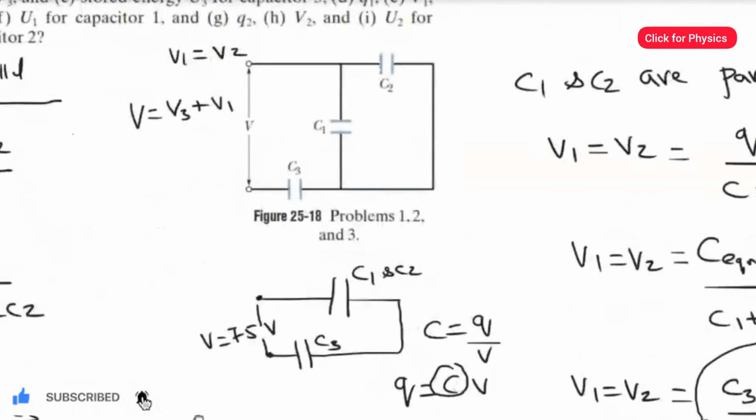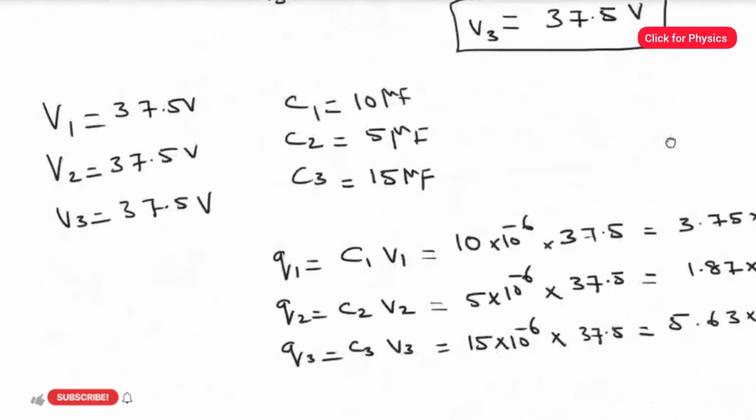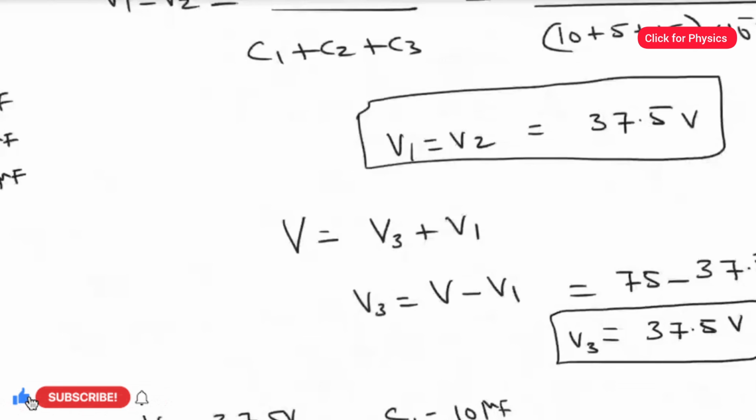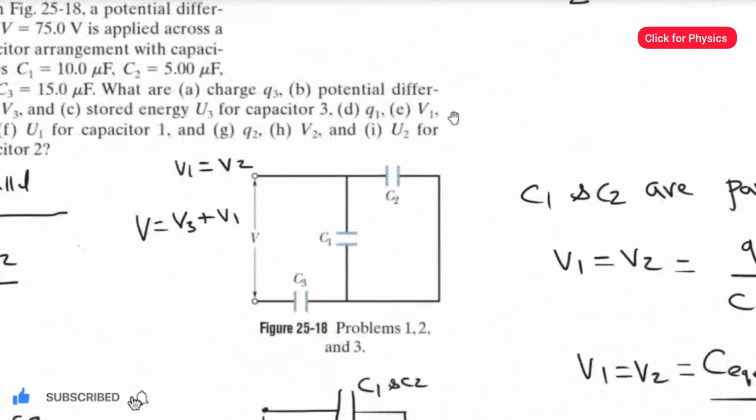So I'll just go back to the answer for Q1. What's the answer for Q1 here? You can see the answer for Q1 is 3.575 × 10^-4. So that is the answer for the fourth question. Let's see the fifth question: V1. As we already found, the answer for V1, V2, V3 is 37.5. So that is the answer for the fifth question.